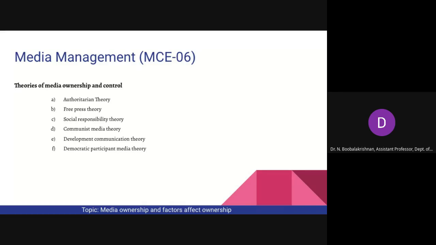The third one is social responsibility theory. Social responsibility theory of mass media is a new concept when it was developed among the normative theories of the press. It started in the mid 20th century and is used mostly by developing and least developed countries.